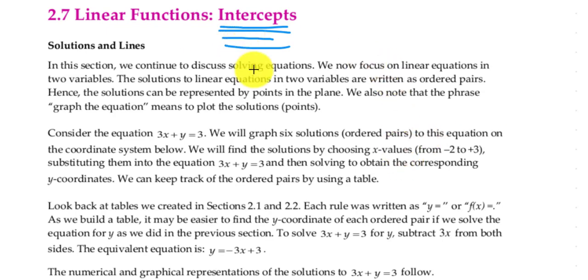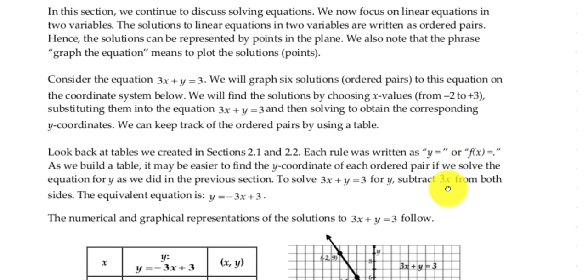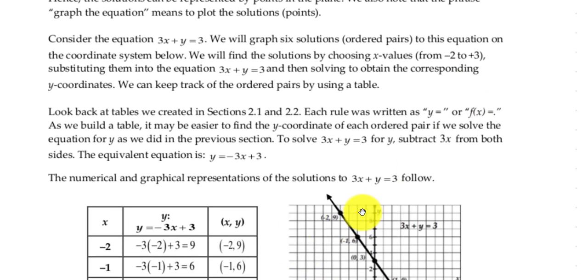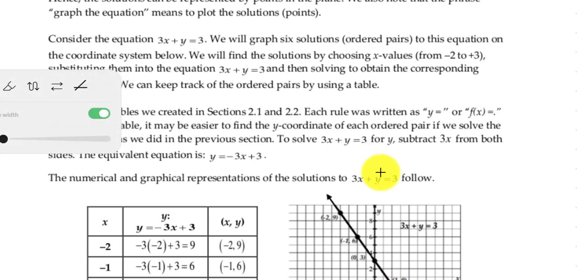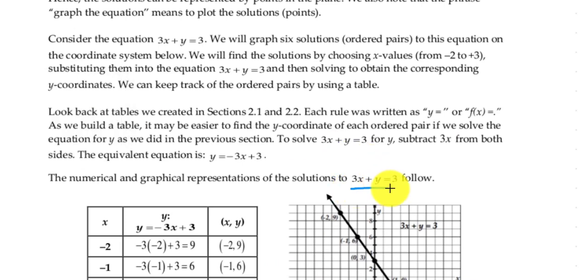So on the next page, we're going to talk about learning how to graph using x and y intercepts. Okay, so it looks like on the bottom of this page they show a table and a graph that we used earlier. I think the equation was 3x plus y equals 3, and that equation was rewritten in terms of y, which is what we learned to do last video.